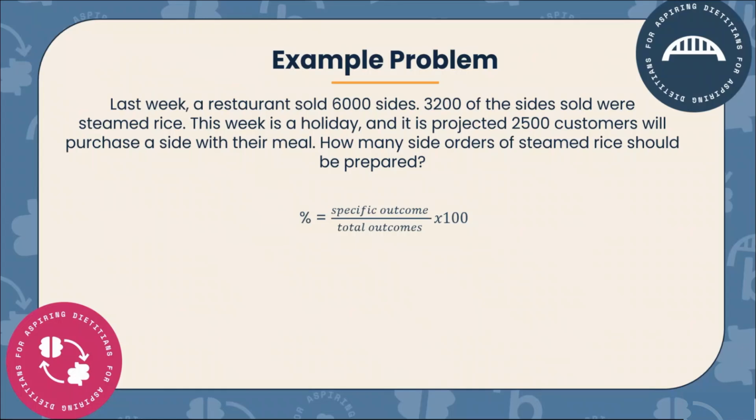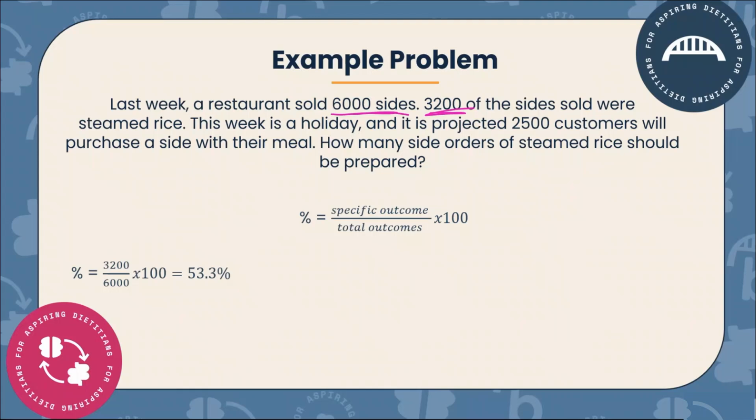It doesn't tell you this is a percent problem, but what it does tell you is that 6,000 side dishes were sold, and last week 3,200 of these side dishes were steamed rice. So we can find the percent of all sides sold that is steamed rice. And to do that, we'll use our percent equation. The specific outcome is 3,200 and the total outcome is 6,000. So in our calculator, 53.3% of all sides sold at this restaurant last week were rice.